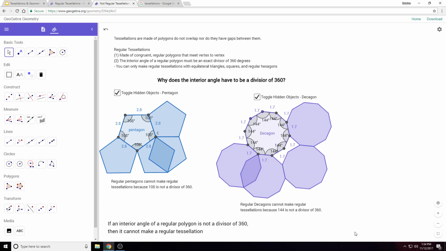And in summary, if an interior angle of a regular polygon is not a divisor of 360, then it cannot make a regular tessellation. Now, I said earlier that there were 3 types of tessellations. So I only talked about regular tessellations, but even though pentagons and decagons can't make a regular tessellation, you can create other tessellating patterns with them.